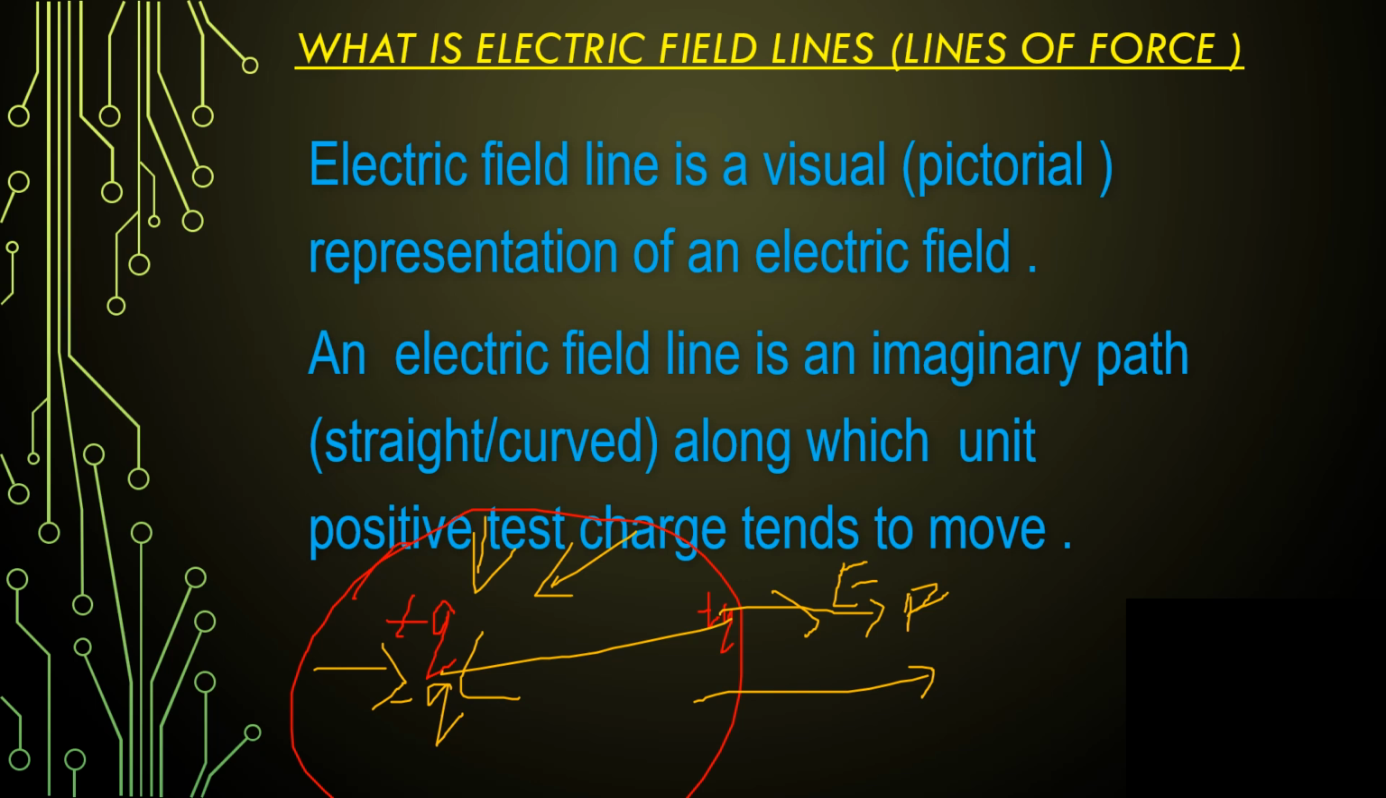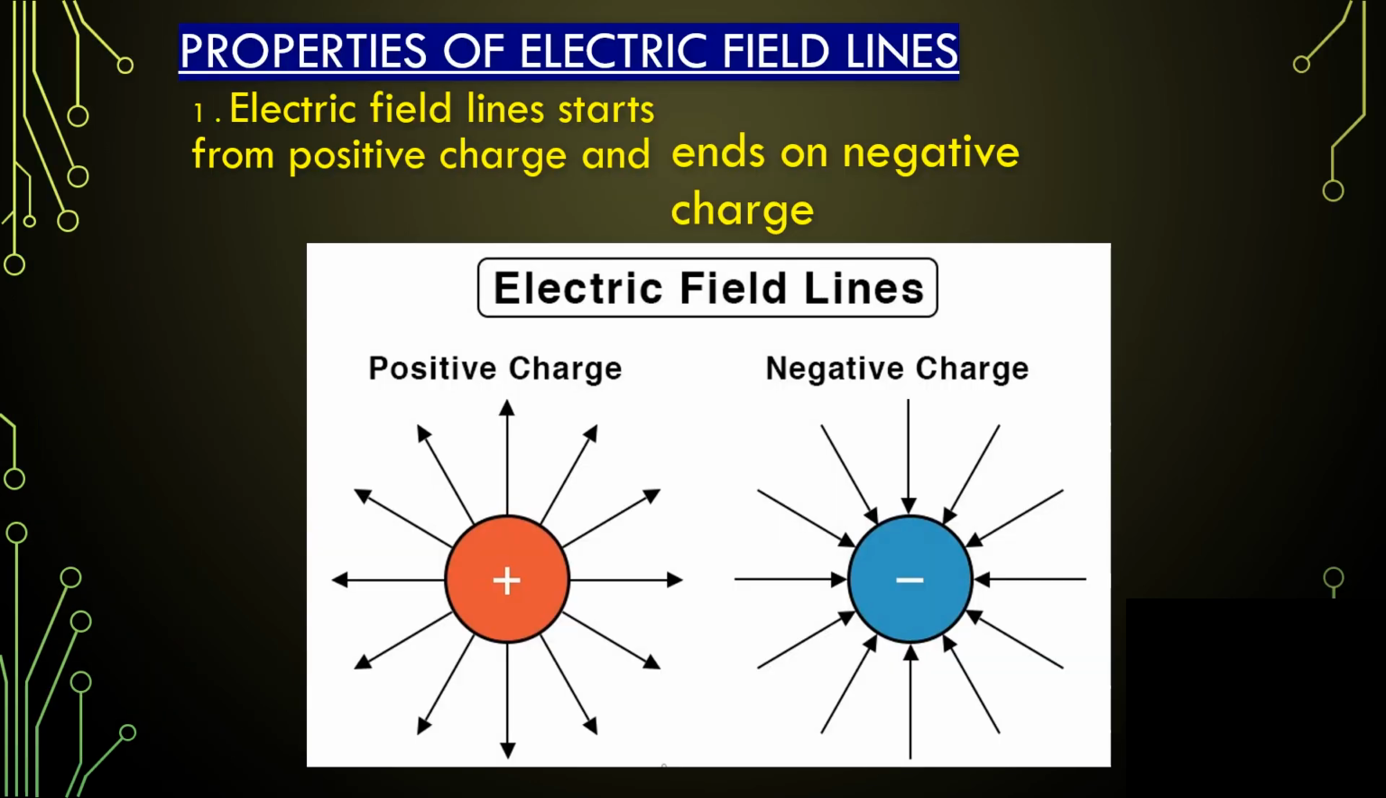Now let us learn the properties of electric field lines. The first property, as I already mentioned, is that electric field lines start from a positive charge. Just imagine you have placed one positive test charge here. In which direction does it move? It always moves away from the source charge because of repulsion. Wherever you keep a test charge, it tends to move away from the source charge. That's why electric field lines start from a positive charge.